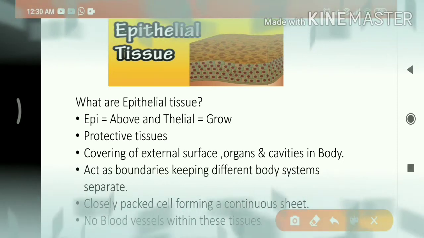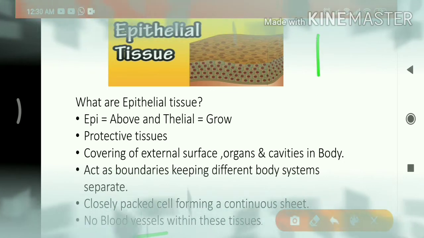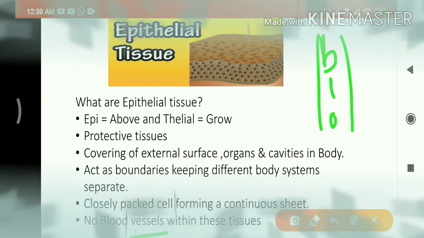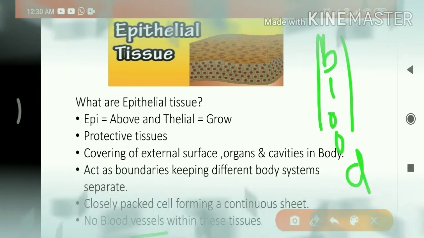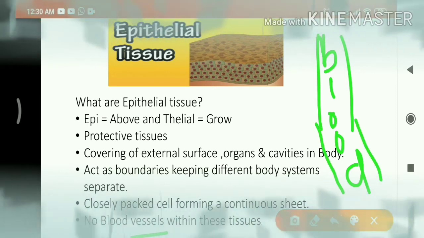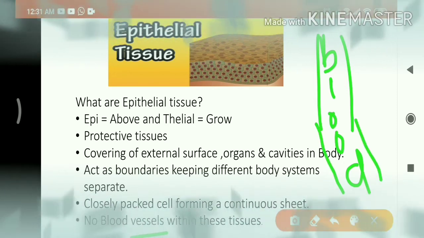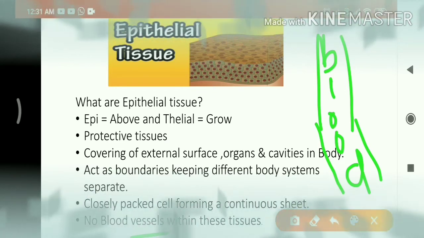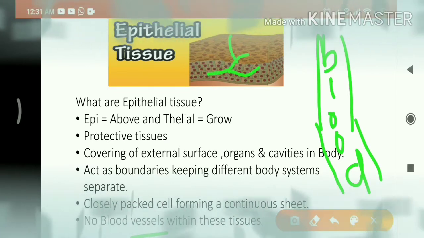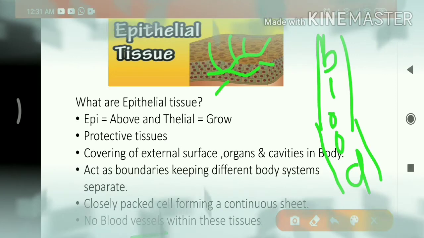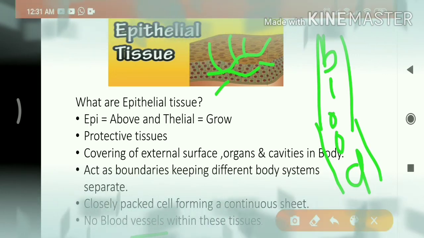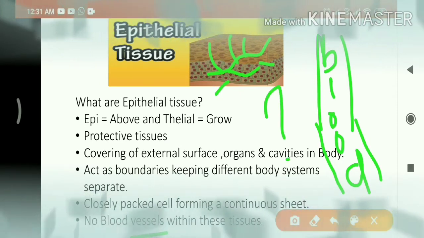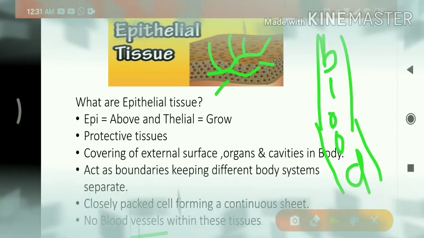The next point is that there are no blood vessels within this tissue. Why are blood vessels not present? I hope you understand that these cells do not have blood vessels because they are closely packed. The speciality of this is that it is a protective tissue, that's why they are properly closely packed. What do you know about blood vessels? What is their function? Blood vessels are for the transportation of blood.